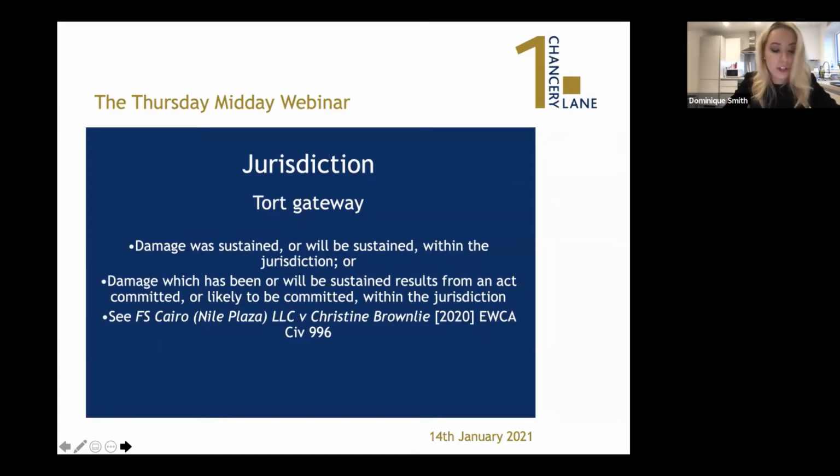So what did she have to show? Well, as I've mentioned already, she had to demonstrate that the case fell within a jurisdictional gateway, that she had a reasonable prospect of success, and that England and Wales was the proper place to bring the claim. Now, in terms of the litigation, you'll know that there's Brownlee 1 and Brownlee 2.